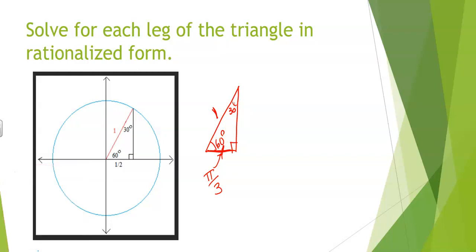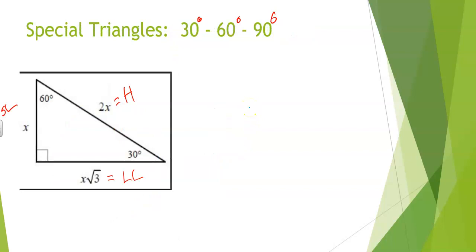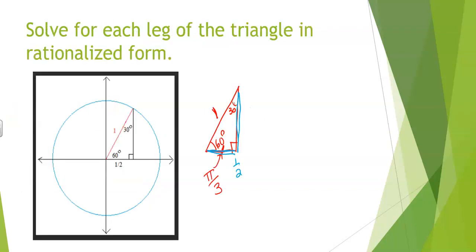Let's get a blue. So the side length right here is 1/2 of 1, which is just 1/2. And then this right here, from the previous one, if you remember, look up there, I take the short leg and multiply it by square root of 3. So this is square root of 3 times 1/2, which is just square root of 3 divided by 2. That's for that one.